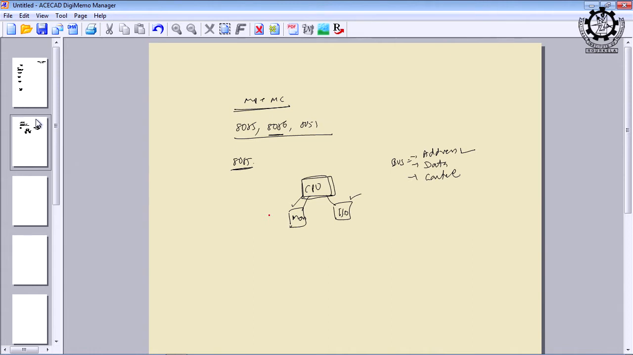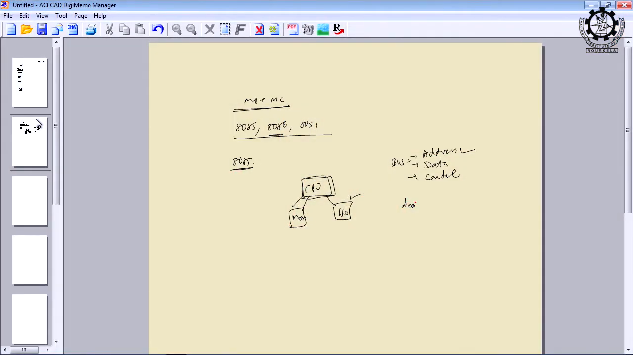And last class I also told you that every microprocessor's capability can be characterized by its designation. What is the designation of a microprocessor? It is how many bits it can process at a time. For example, 8085 is an 8-bit microprocessor, which means its designation is 8-bit. At a time it will be able to process only 8 bits, not more than that.